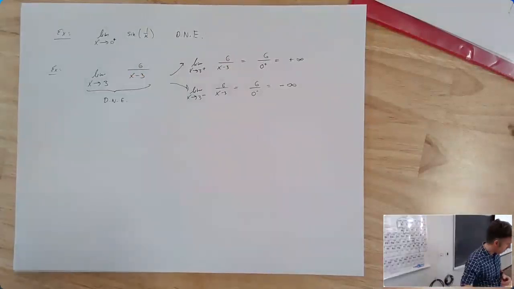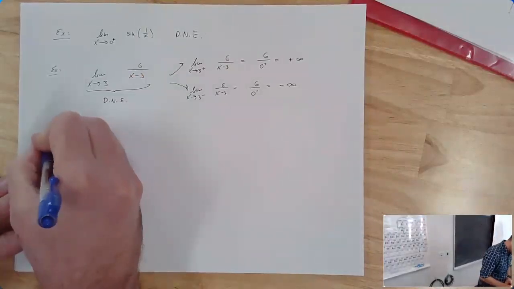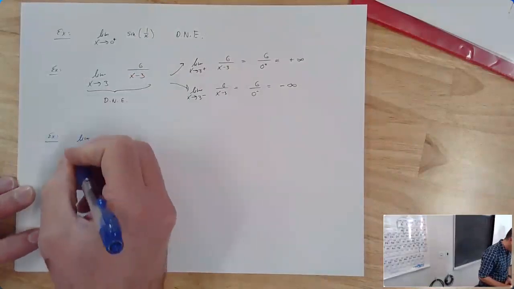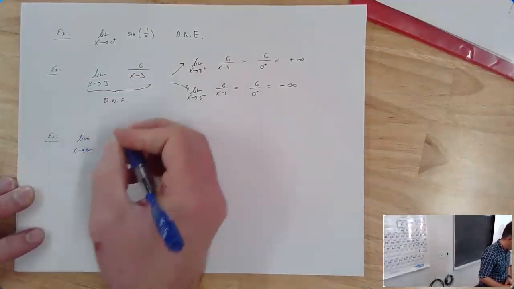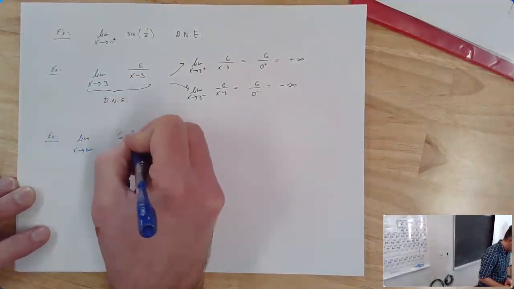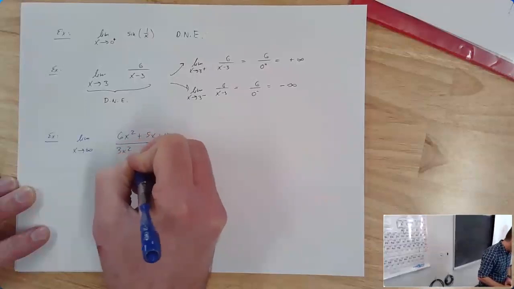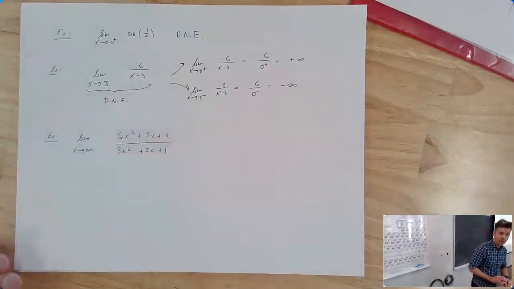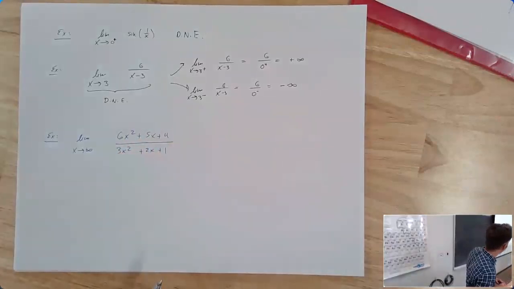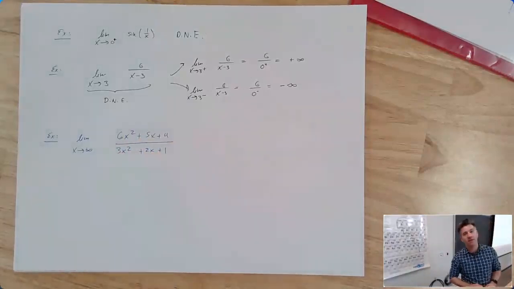Cool. Okay. Let's talk about just a couple more examples to remind us or confirm that things are actually working how we think they should. The limit as x approaches infinity of (6x squared plus 5x plus 4) over (3x squared plus 2x plus 1). Each and every one of you, I think, should be able to tell me, show me on your fingers or type in the chat, what is this limit equal to?